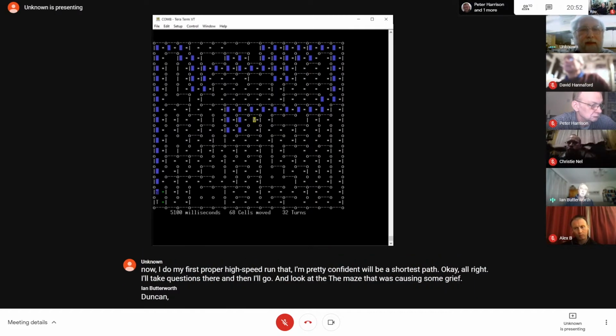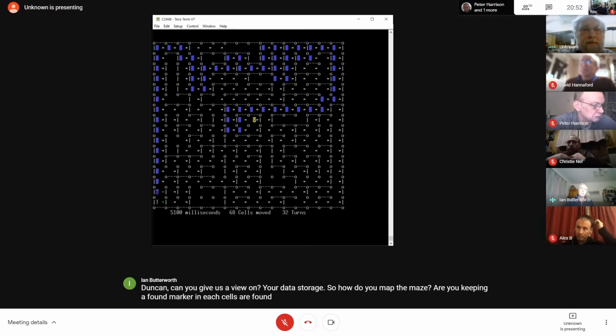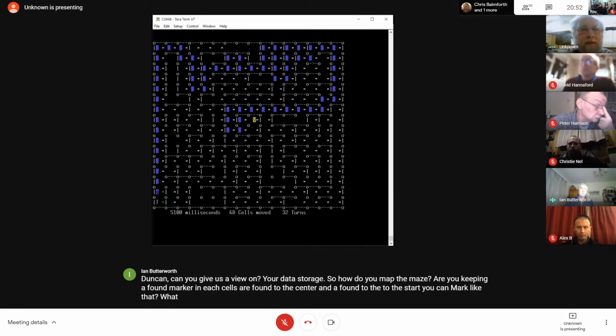Duncan, can you give us a view on your data storage? So how do you map the maze? Are you keeping a found marker in each cell, so a found to the center and a found to the start? Do you keep a marker like that? What kind of data structures are you using for this?